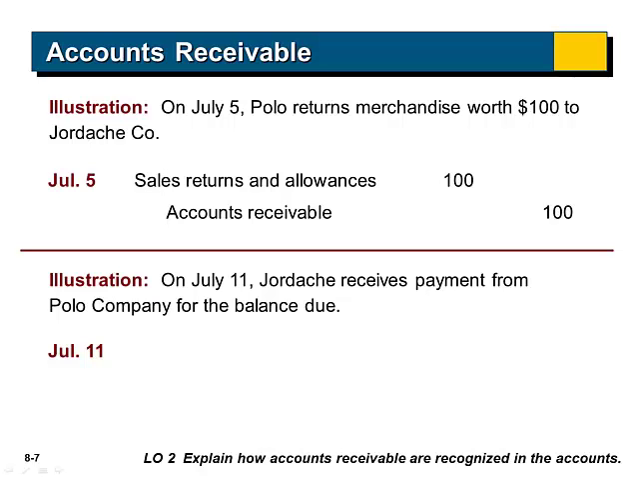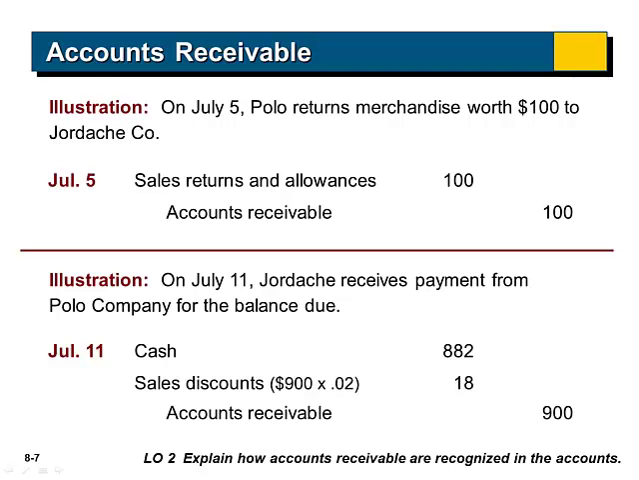On July 11th, Jordache receives payment from the Polo Company for the balance due. The terms of this sale were 2/10 net 30, which means if they paid their amount due in the first 10 days, they would receive a 2% sales discount. 2/10 means you get a 2% discount if you pay the amount due within the first 10 days. If not, the net amount is due within 30 days.